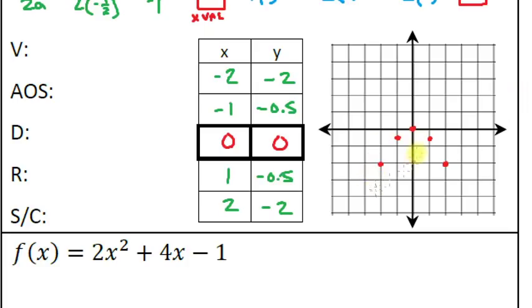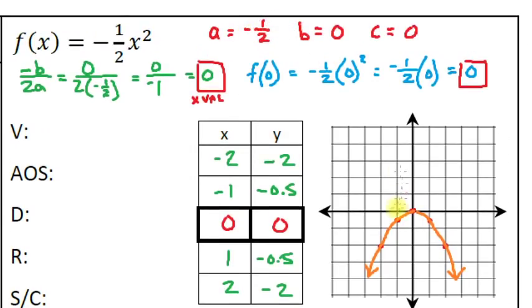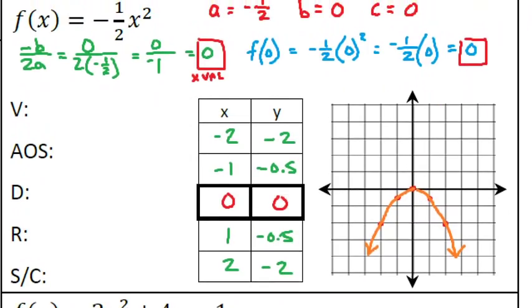Okay, is this a parabola? Well, it looks like a parabola to me. Let's go ahead and connect it together. You can't do it perfect, but try your best to get those points to be on the parabola, and then put arrows on the end. Looks like a parabola to me. Let's take a look at our a value. Our a value is negative. Our parabola faces down. Everything looks good. Let's go ahead and finish up our values here for this question.